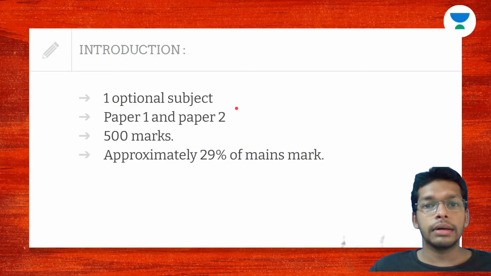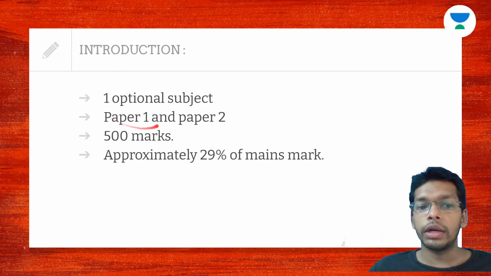Now, coming to the topic of the day. As we all know, in UPSC Civil Service, we have to take one optional subject, and for that optional subject there will be two papers, paper 1 and paper 2. These will happen on the same day itself. Paper 1 will be in the morning, and paper 2 will be in the afternoon. Each of these papers will carry 250 marks. So both paper 1 and paper 2, that is the optional subject combined, has 500 marks in the mains examination.